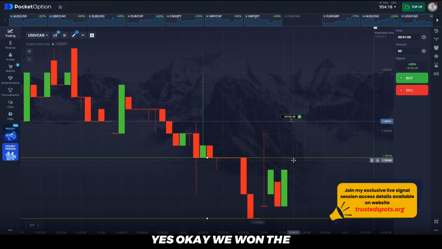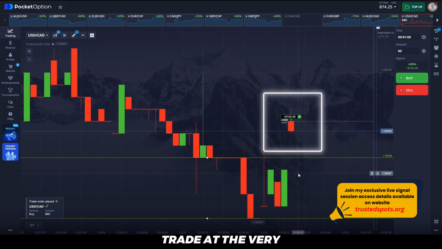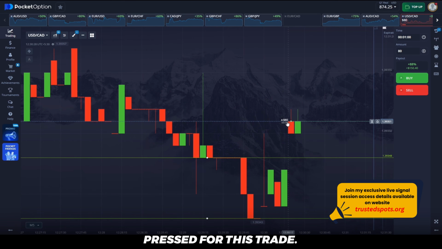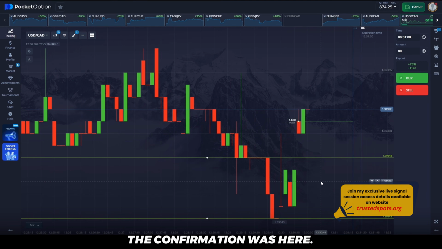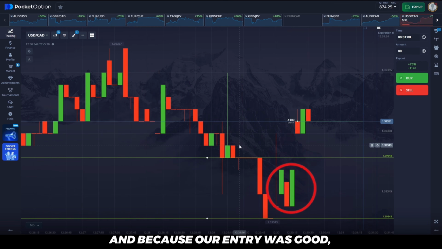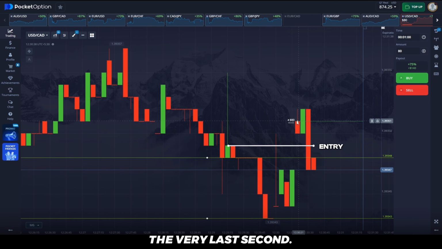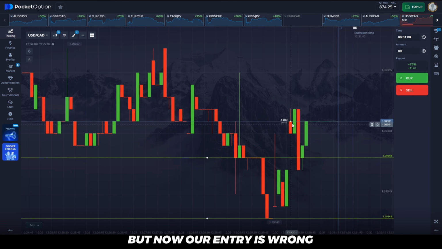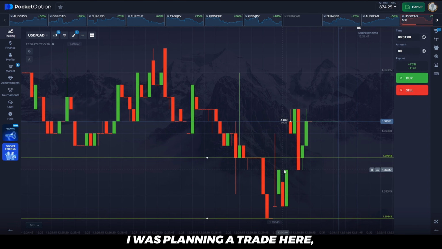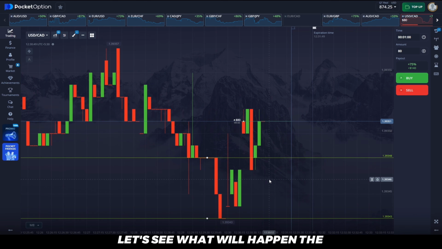And yes, okay, we won the trade at the very last second, and accidentally I pressed for this trade. The confirmation was here, and because our entry was good, we won the trade at the very last second. But now our entry is wrong, and it was not planned. I was planning a trade here, not here. Let's see what will happen.